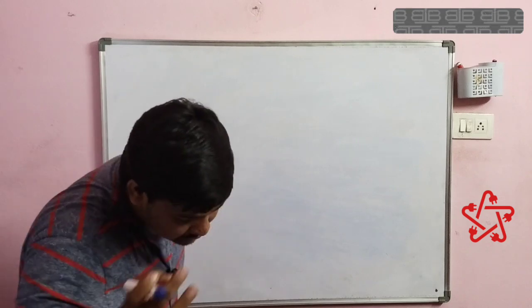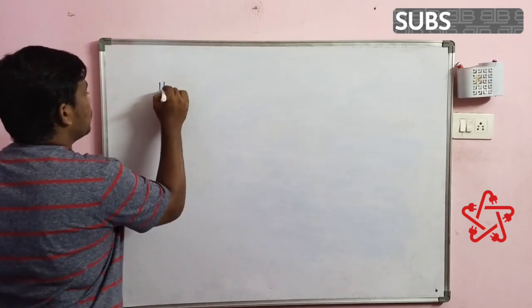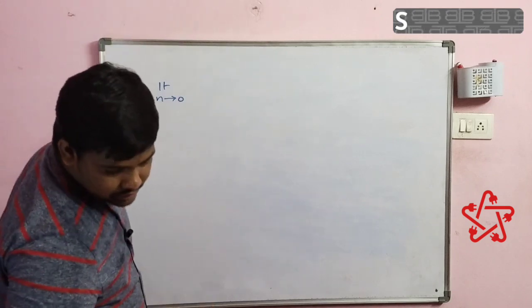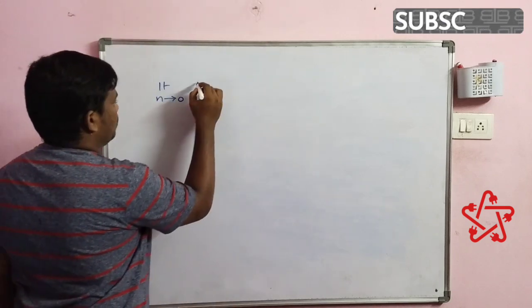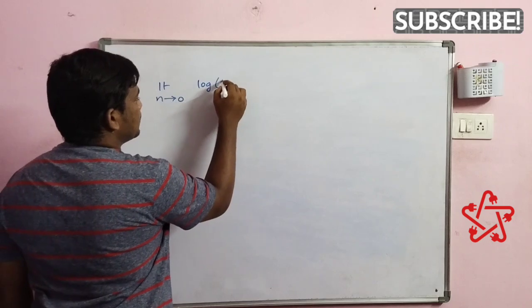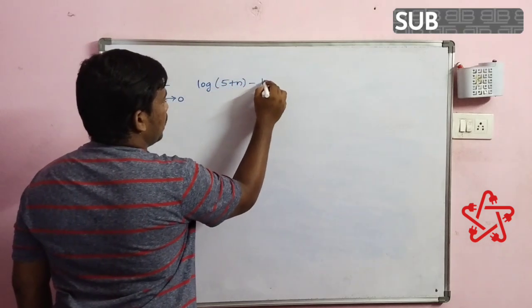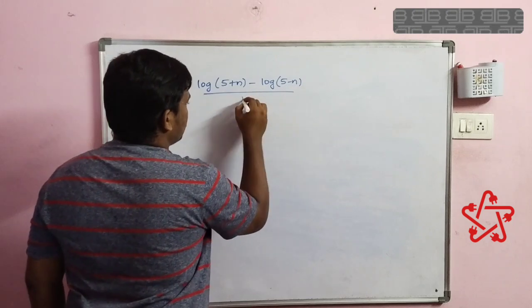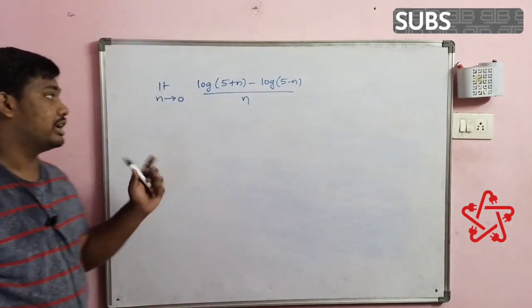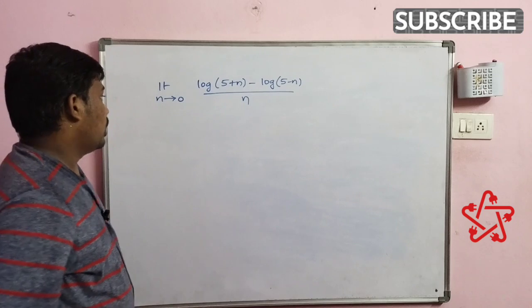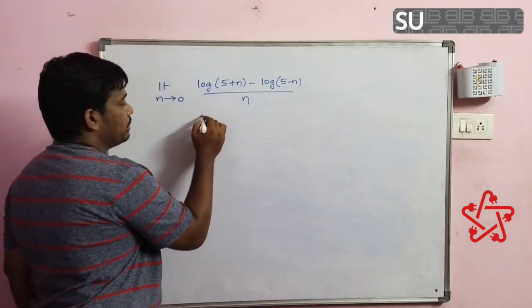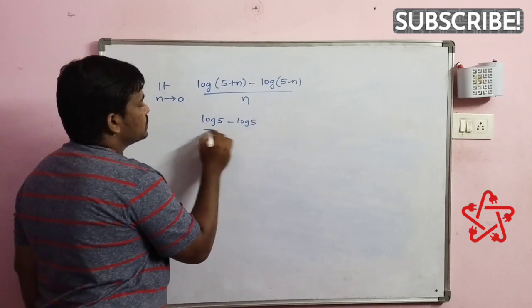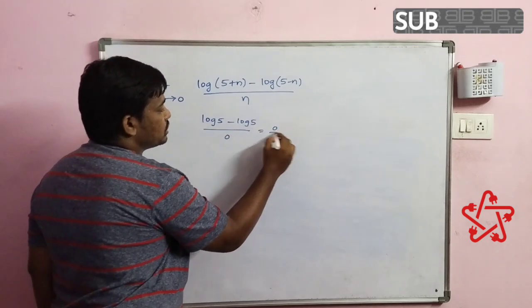Now the question is: limit n tends to 0, x tends to 0, no problem, of (log of (5 plus n) minus log of (5 minus n)) divided by n. This is one of the questions he asked. Now if you substitute 0, it becomes log 5 minus log 5 divided by 0. It is 0 by 0 form.